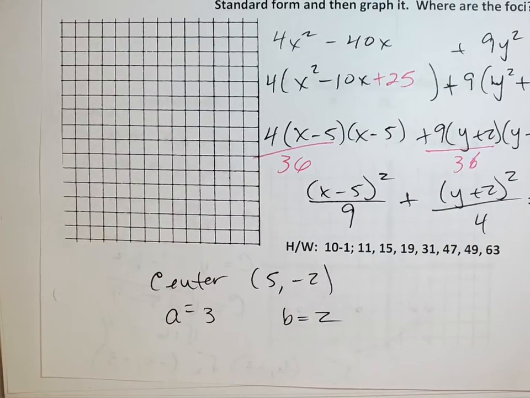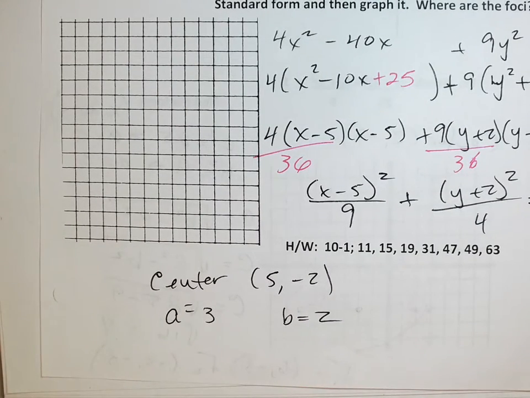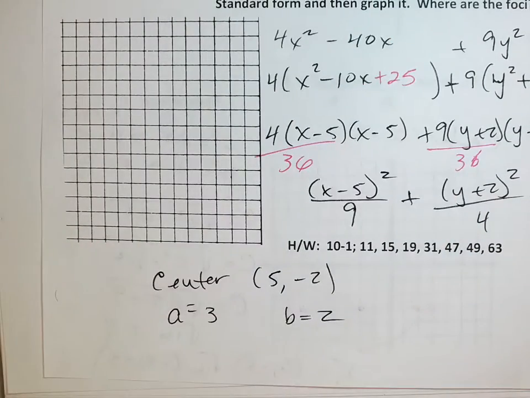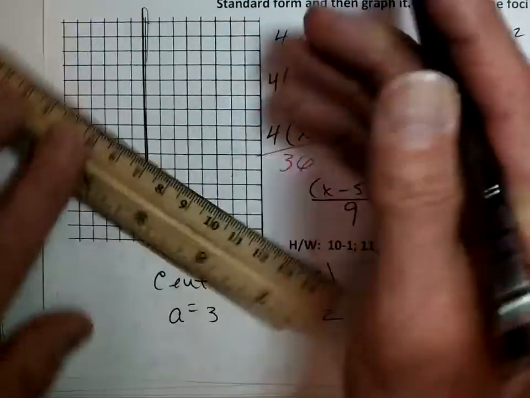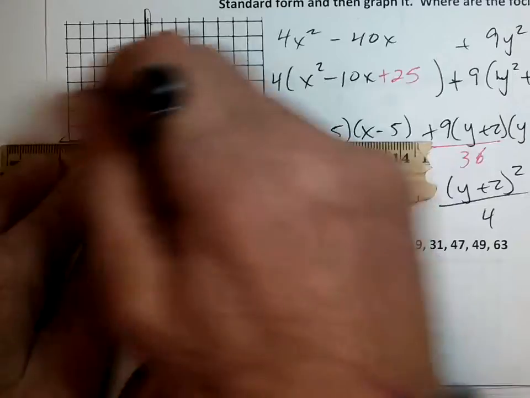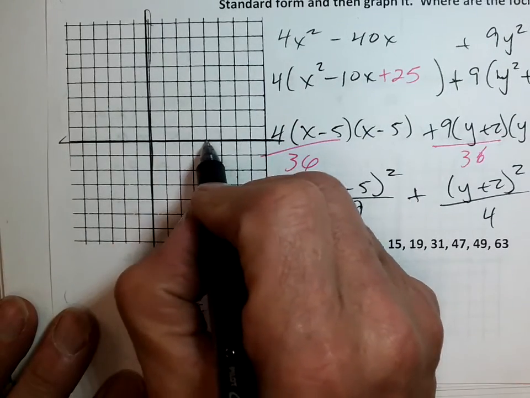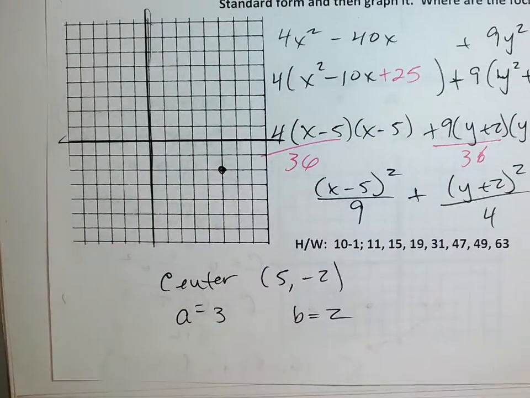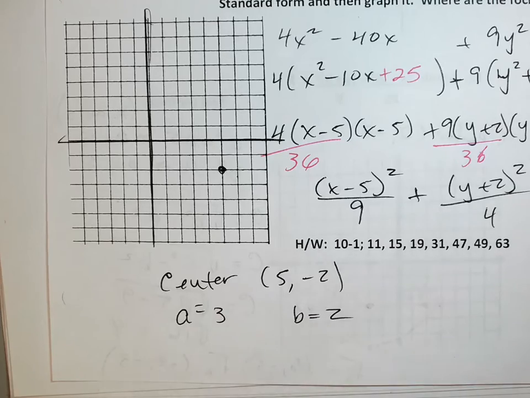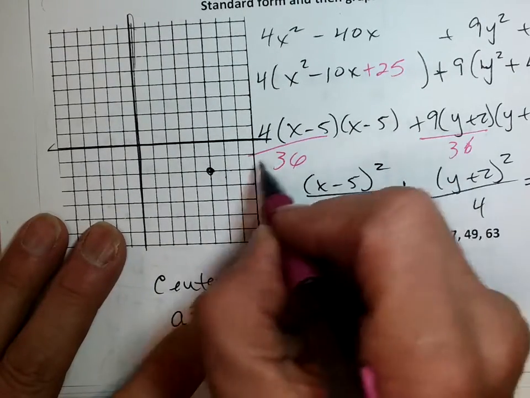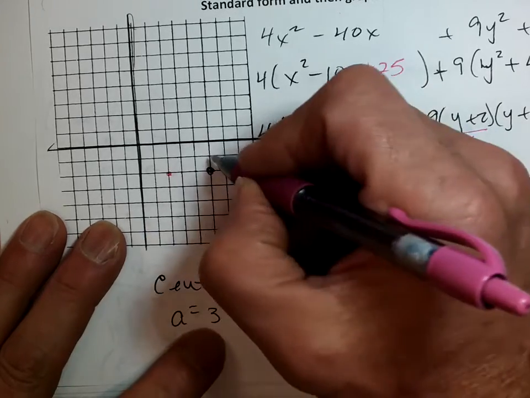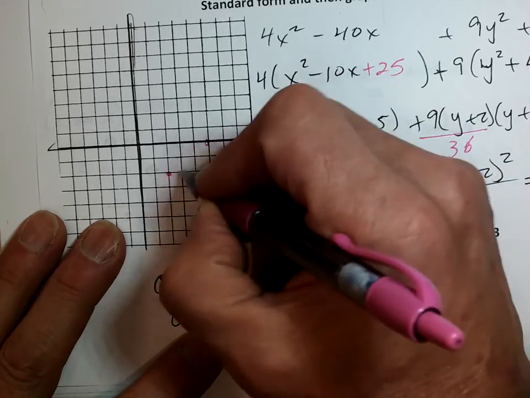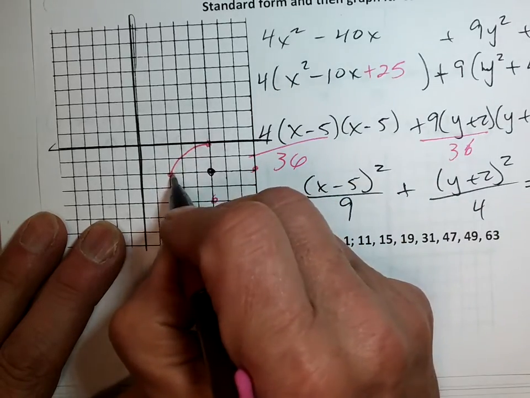I don't know my foci yet, but I'm going to figure out what my foci is. Okay, so then I'm going to start graphing this. So 5, negative 2. Let me get a ruler out. One, 2, 3, 4, 5. So there's my center. Now I know that my a is 3, so I'm going to go 1, 2, 3, 1, 2, 3. My b is 2: 1, 2, 1, 2. Okay, and I can graph it. Now the only thing I'd still like to know is what my foci is.